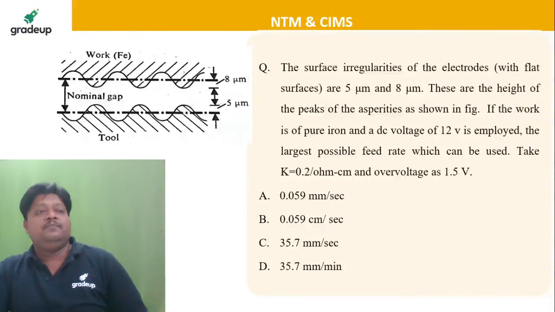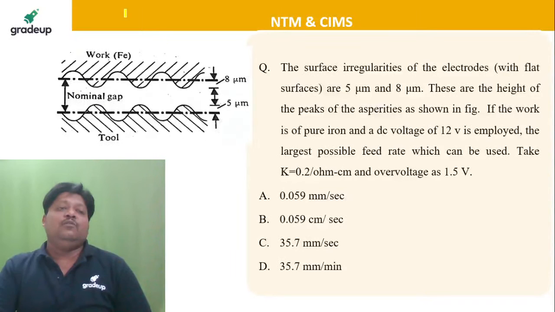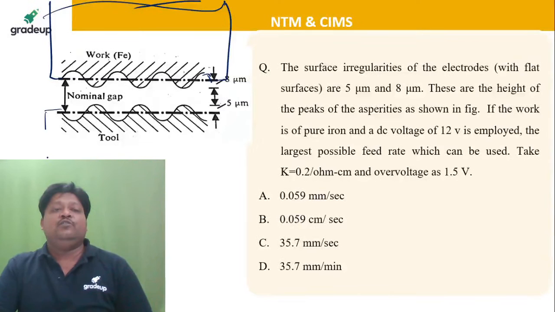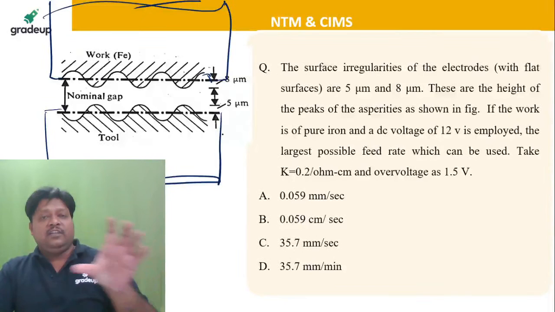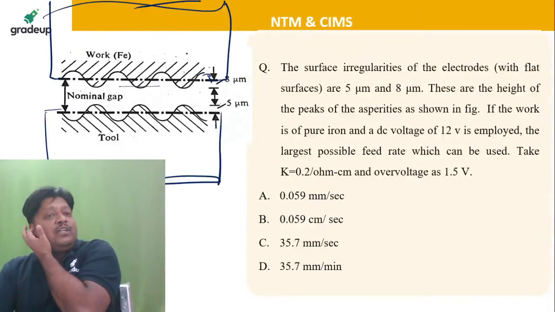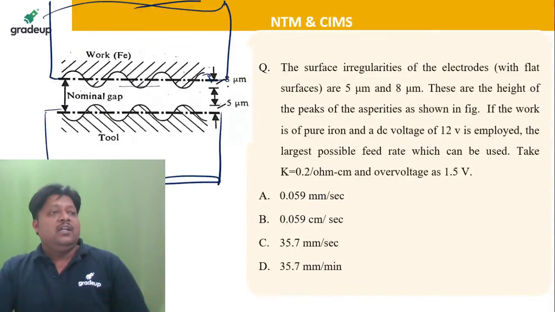Yes, solve this question. So see, dear students, say this is the workpiece, the surface of the workpiece. Under the microscope you can see some peak to valley distance or irregularity on the surface, which is exaggerated here. The irregularities on the workpiece are around 8 microns, and on the tool it is 5 microns, right?